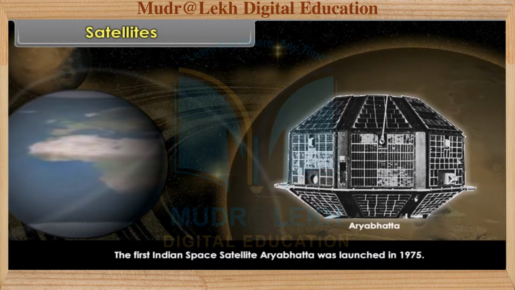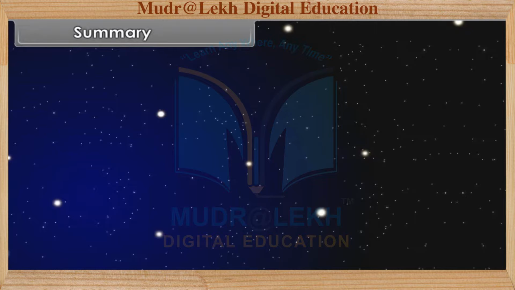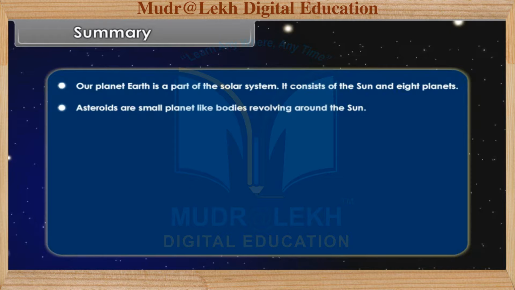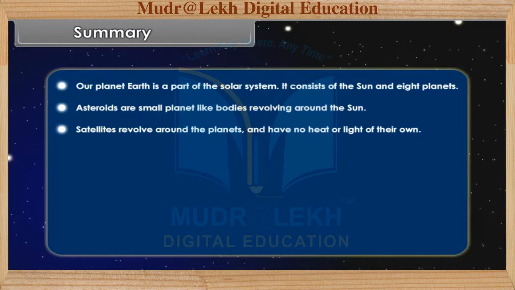Summary. Our planet Earth is a part of the solar system. It consists of the Sun and 8 planets. Asteroids are small planet-like bodies revolving around the Sun. Satellites revolve around the planets and have no heat or light of their own.